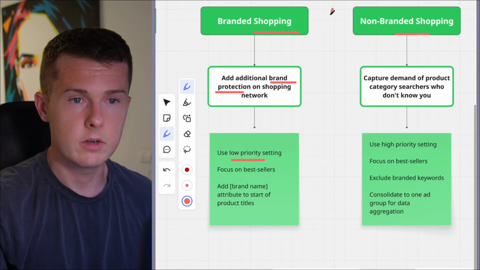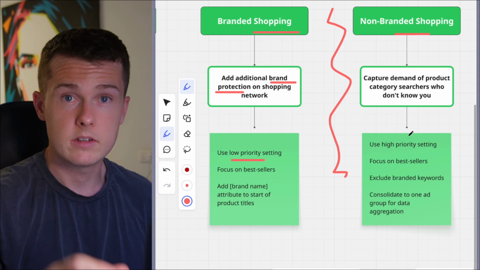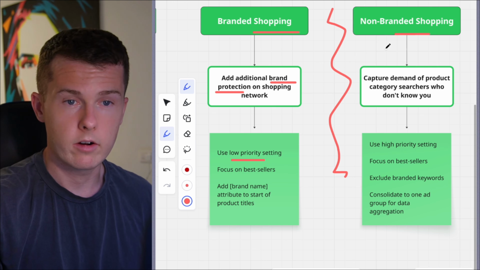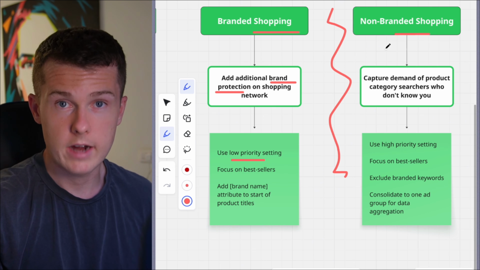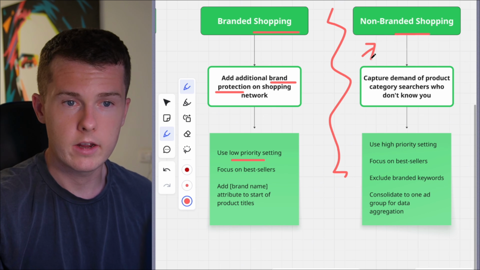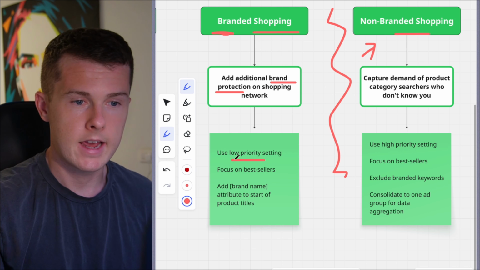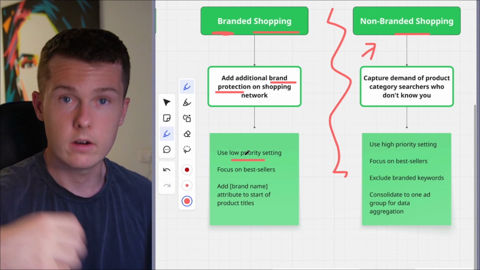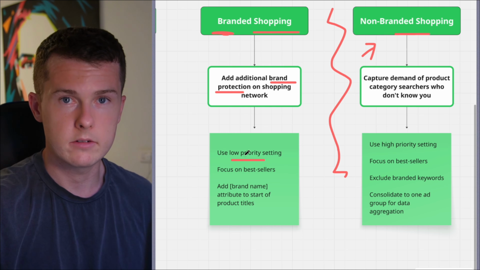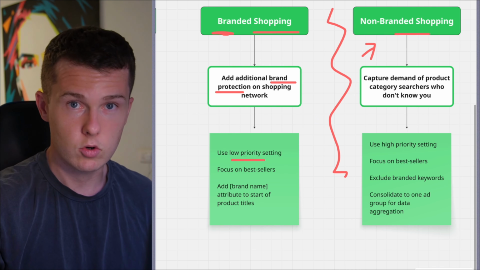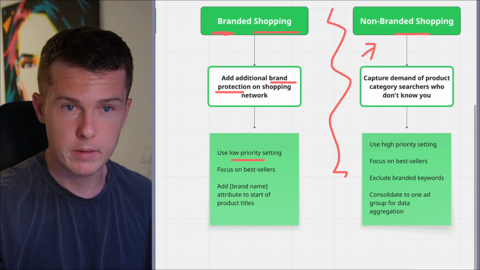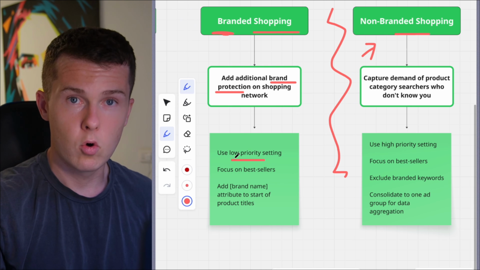But the thing we're going to do here is we're going to put up a bit of a wall, and we're going to stop any branded queries coming through our non-branded shopping campaign. Everything else can go in there, but our brand queries can only go here. And that's dictated by these priority settings. In another video, I'm going to go into a whole lot of detail about how we set this up, how we make sure that the keywords flow correctly into the right campaign types. But for now, use a low priority setting.